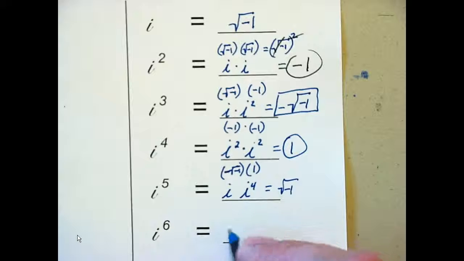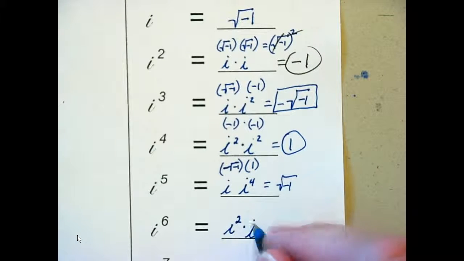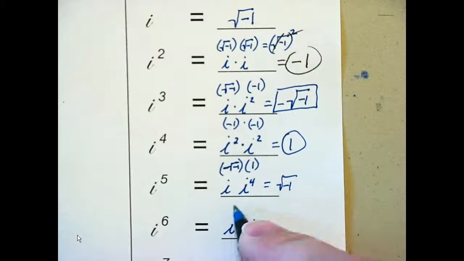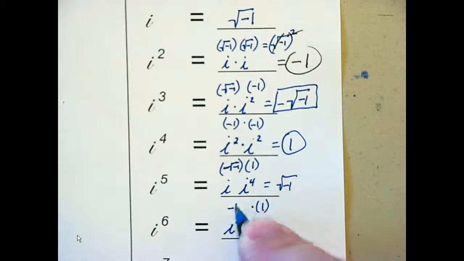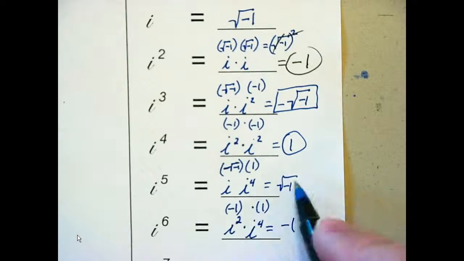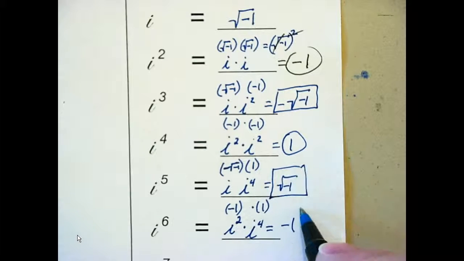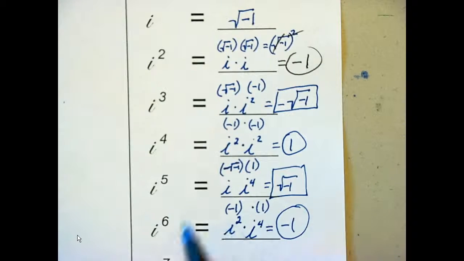And i to the 6th is just i to the 2nd times i to the 4th. Properties of exponents, you add the powers if the base is the same. i squared is -1. i to the 4th is 1. Therefore, we have -1. No, that's a square right there. That's a circle. i to the 5th is equal to i, yeah.